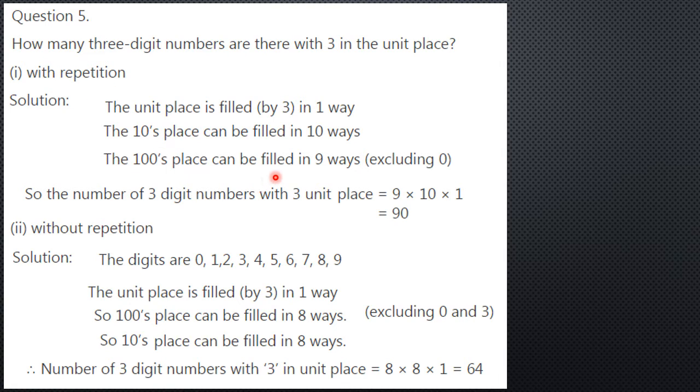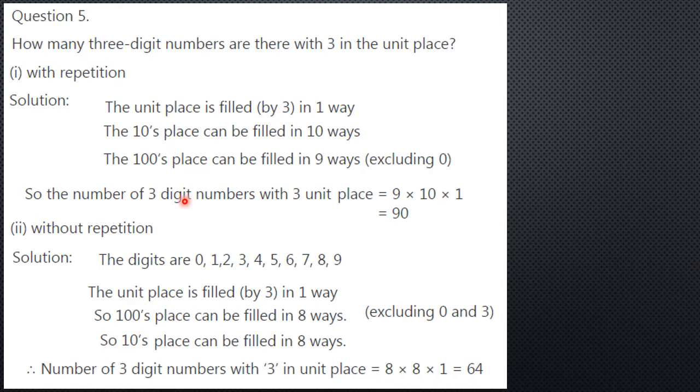Hundreds place can be filled in 9 ways only. Excluding 0, use 1, 2, 3, 4, 5, 6, 7, 8, 9. 9 numbers. Any one of the numbers here for the hundreds place. Then we can make a 3-digit number. Total number of ways 1 into 10 into 9, that is 90 numbers. 90 numbers means what is the first number in 3-digit numbers ending with 3? Yes, 103. Then 203, 303, 403 up to 903.